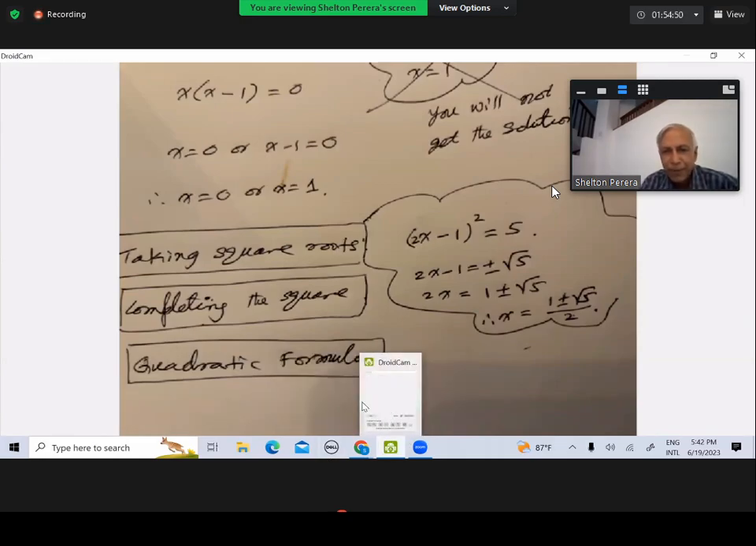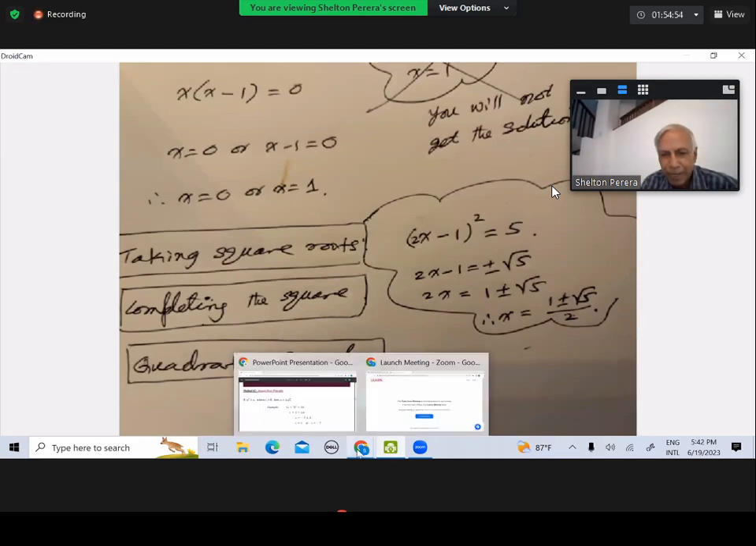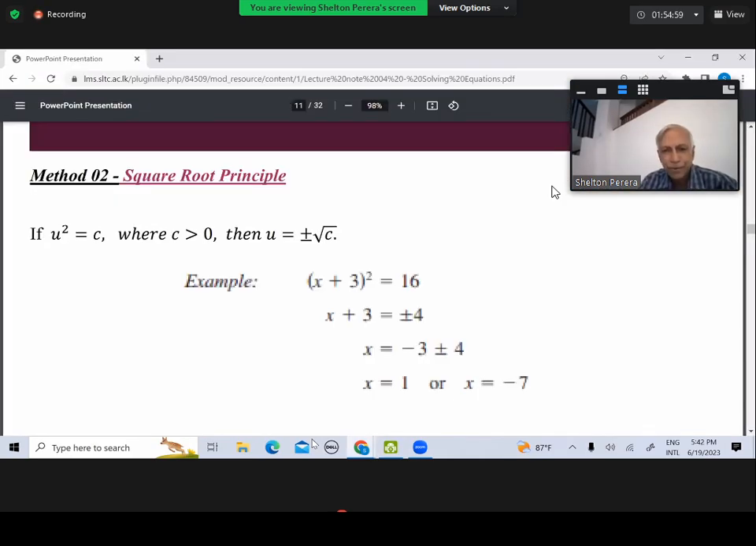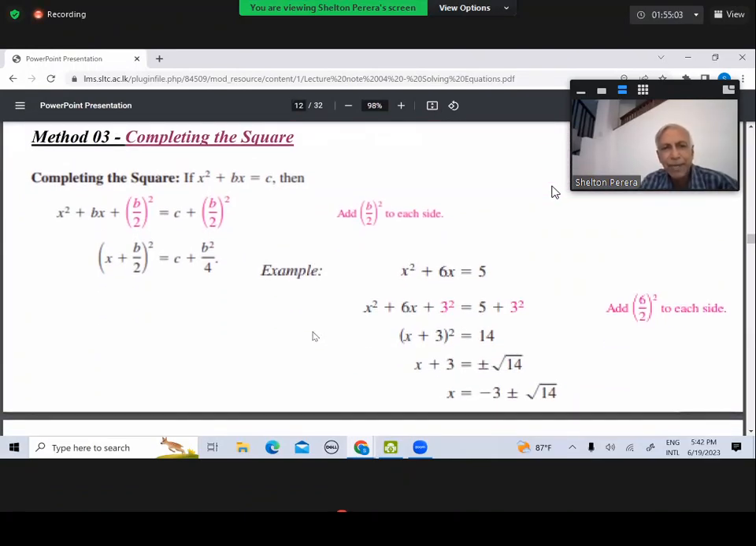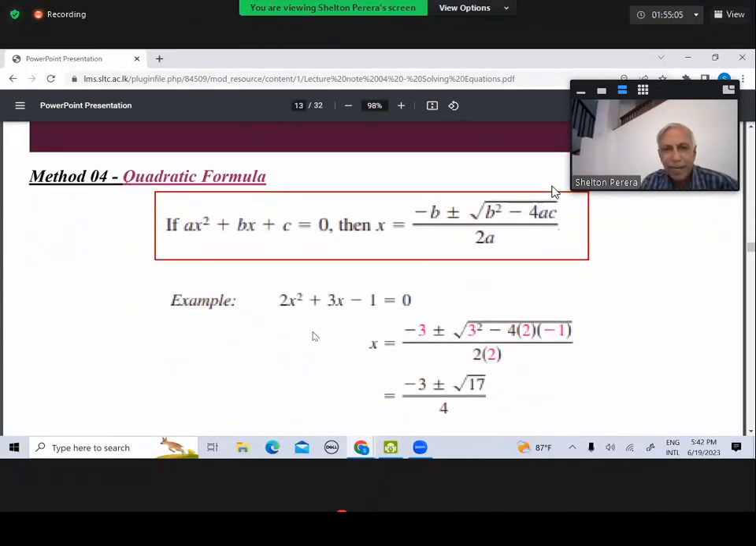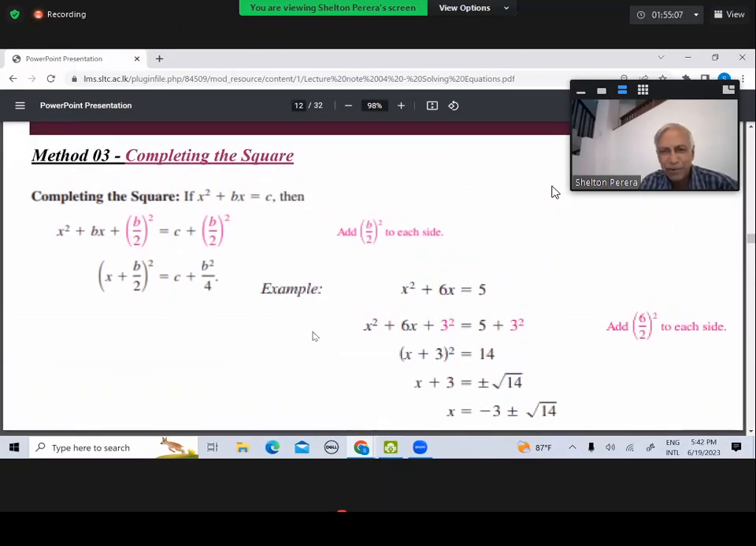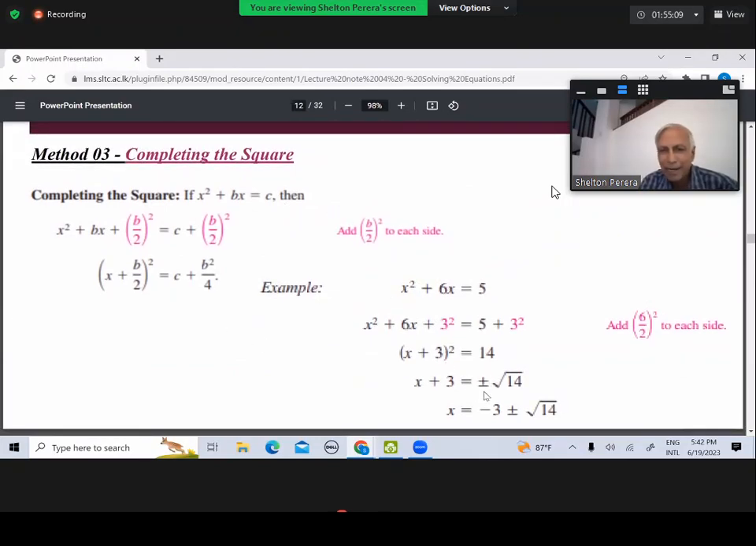what we are going to do is just show you from the note. So the square root method, now you read it and see. Completing the square, yes. They also do it very quickly, but I'm not going to do that. You read it and see.